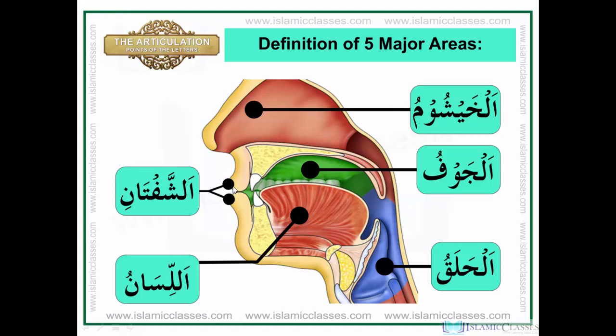From these 2 lips we also deliver some letters. Al-Halaq, the throat. From the throat we deliver 6 letters. And the last one is Al-Lisan. There are 10 articulation points from where we deliver 18 letter sounds. So keep these 5 major areas in your mind when pronouncing the letter sounds. Once you remember these 5 major areas, you can learn more easily the sounds of Arabic letters and how you can pronounce the correct sound of Arabic letters.